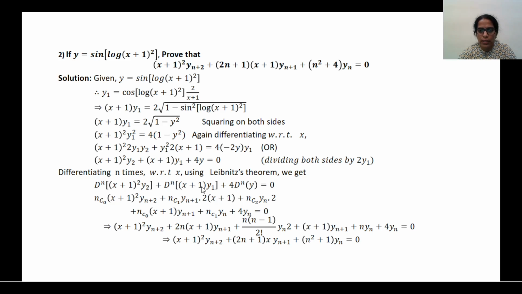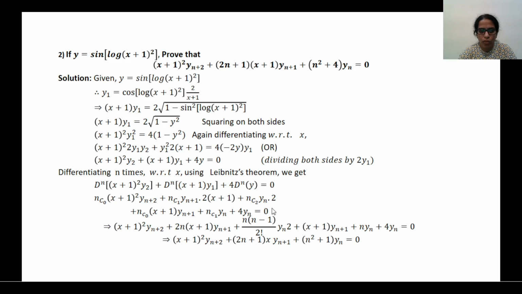Now for the next term, apply the Leibniz rule. Plus nc0 x plus 1 as it is, the nth derivative of this is yn plus 1, plus nc1. This derivative decreases, that is yn. And what is the differentiation of this x plus 1? Again it's 1. Plus, no need of the Leibniz rule for this. What is the nth derivative of y? It's yn, equal to 0.